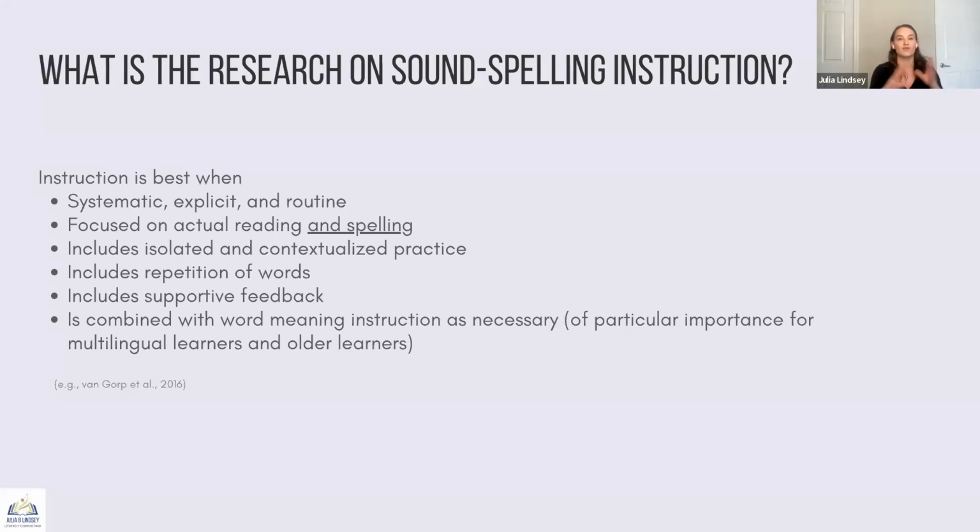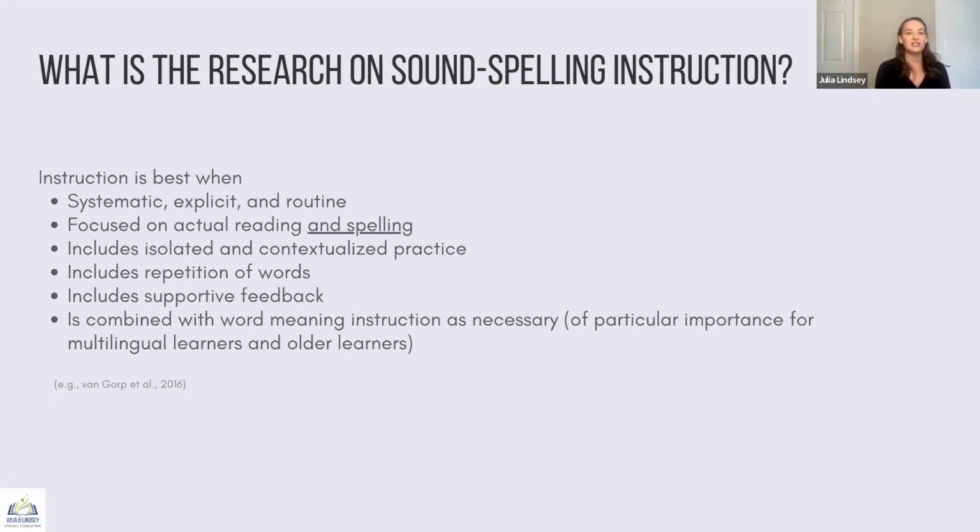That means that we're focused on real words and on reading and spelling real words, not just on hearing the sounds in isolation and writing just the letter or letters that make that sound. We also know that it's best when we have a combination of isolated and contextualized practice. Again, that decontextualized practice for children, where we're doing just words without a kind of context, is critical for solidifying these skills. But so is contextualized application in books that we read and write.